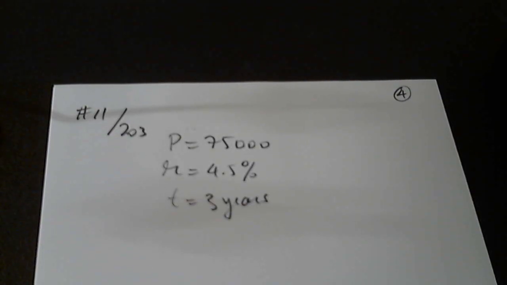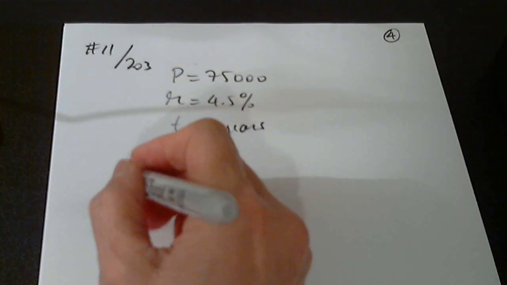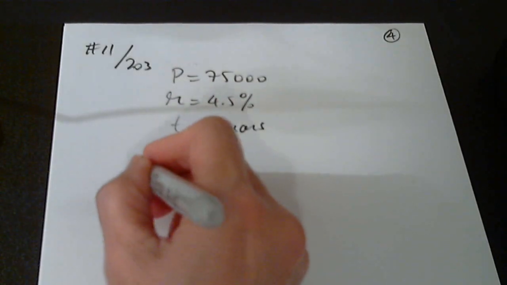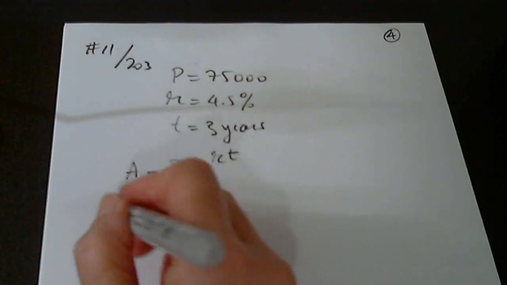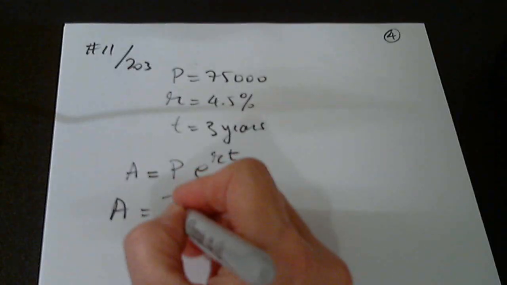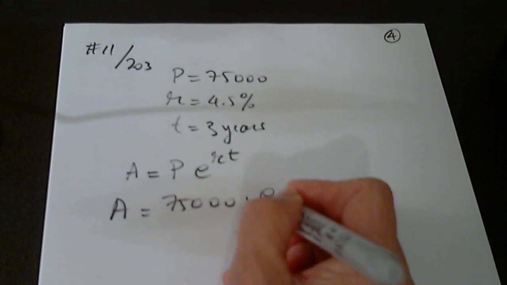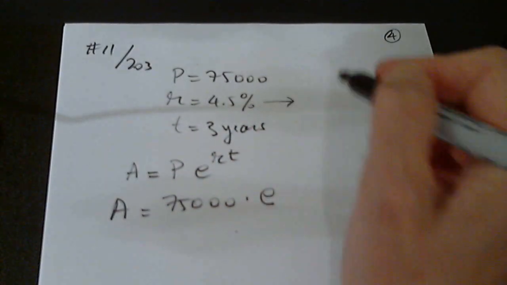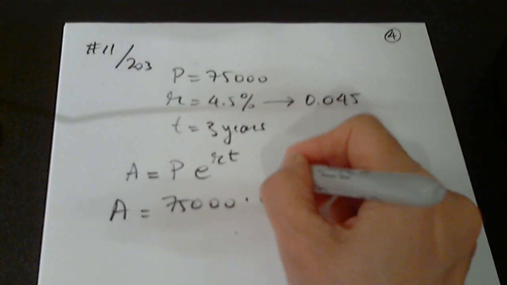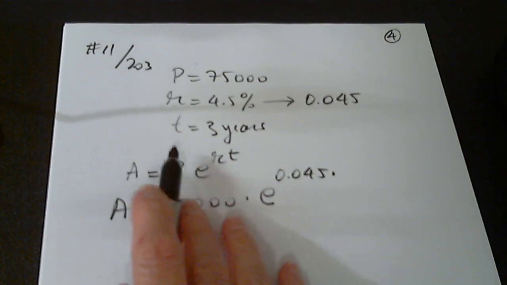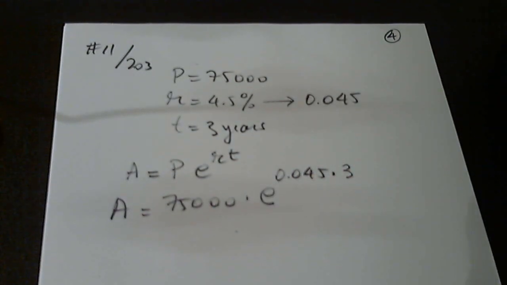First of all, for compound interest continuously, the accumulated value equals the principal times e to the RT. So A equals the principal, 75,000, multiplied by e. R has to be changed into a decimal number, 0.045, and the number of years is 3. That's all we need to do. We have to plug it in. No one can calculate this by hand, so we have to put it in the graphing calculator.